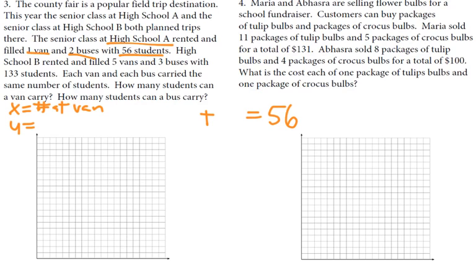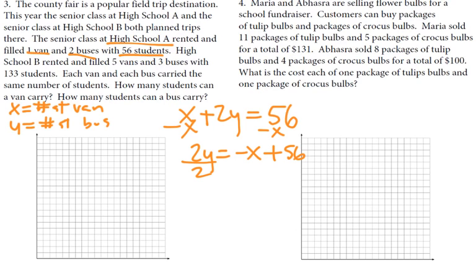And we'll say Y is number of students in a bus. And so we have X plus 2Y, because there's 2 buses and 1 van for 56. So if we solve this one to graph, we get 2Y equals negative X plus 56. Divide everything by 2. We get Y equals negative 1/2 X plus 56 divided by 2, which is 28.